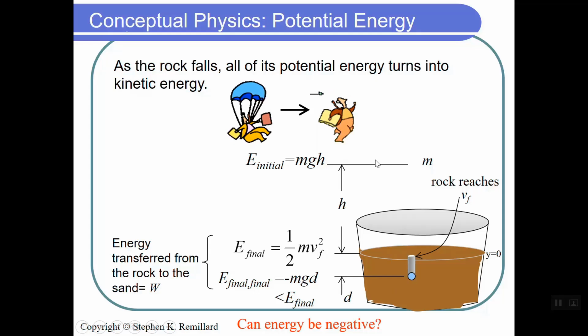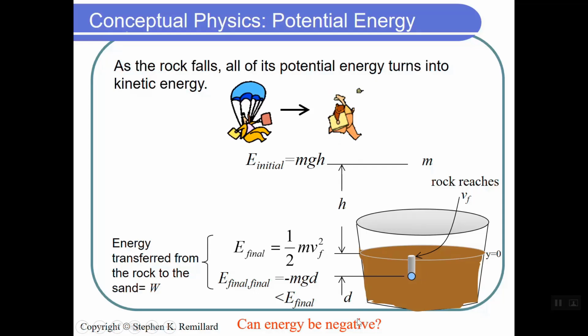If I talked about dropping something to the ground, it starts with an energy of mgh. It hits the ground, it has an energy of 1/2 mv squared. Now in this case, the ground is made out of dry sand, and so it digs a little deep into it. And so it has a final energy, which is minus mg times how far down it went.